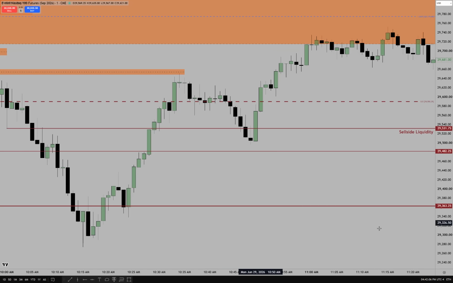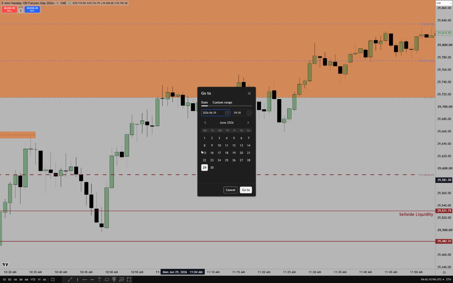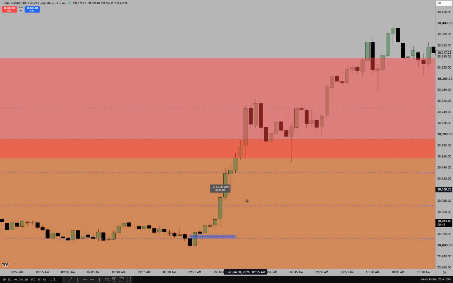Moving into, let's just go into Tuesday, same bit of business. Okay, we had a little bit of a fair value gap in here. Trade down into that right before 9:30 open, and it just let it out of the bag, started running.